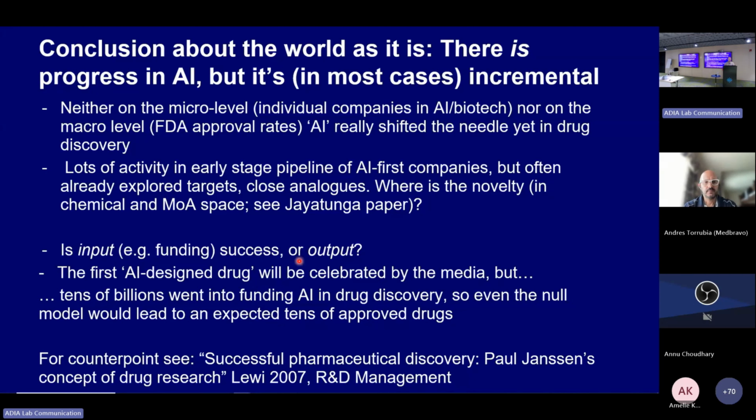So the first AI designed drug will be celebrated by the media. Happened many times already. I mean, there were 10 or so first AI designed drugs in the media already. But the question is then, what is your null hypothesis? If you put tens of billions of funding into something and it costs you, let's say, 1 billion to discover a drug, difficult to quantify, even your null hypothesis would give you 10 drugs, right? And so always compare to that as well.